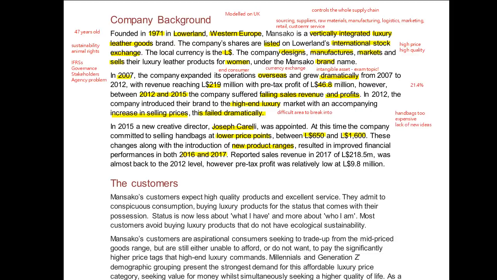Okay, and the reported sales revenue in 2017 was 218.5 million. That's almost back to the 2012 level, which was the start of their golden age, if you might call it. So almost the same again, but the pre-tax profit was much, much lower at just under 10 million. And if we work out the margin here, that's a margin last year of just 4.5%, which is much, much lower than the over 20% we were seeing a few years ago. And that means essentially that the costs have just skyrocketed in the company.